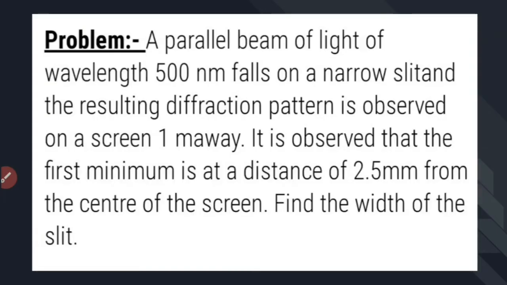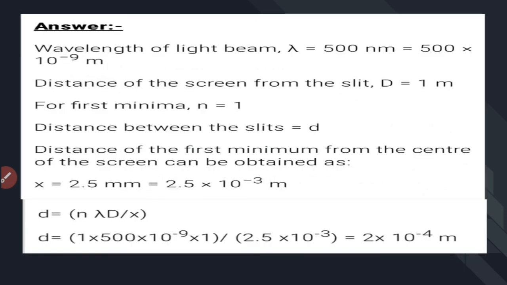Now one problem from diffraction. A parallel beam of light of wavelength 500 nanometer falls on a narrow slit and the resulting diffraction pattern is observed on a screen 1 meter away. It is observed that the first minimum is at a distance of 2.5 millimeter from the center of the screen. Find the width of the slit. The position of the first minimum from the center of the screen is given, and we are asked to find the width of the slit, that means a. Lambda is given, everything is given. So how do we do this?